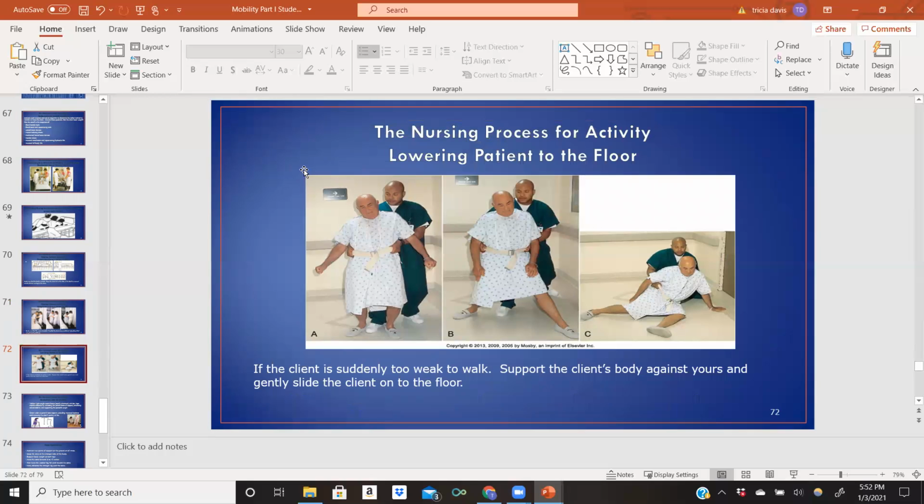So this is lowering a patient to the floor. I've seen it with myself, with other nurses, and with PT. When the patient is walking, they start off doing very well, and then they get tired very quickly, or something happens and they get too weak to walk. I've seen this with physical therapy.